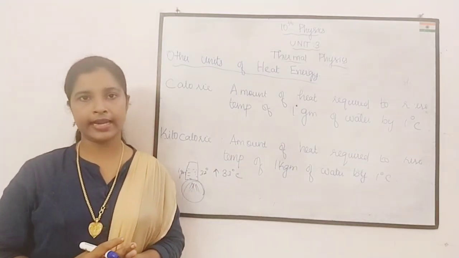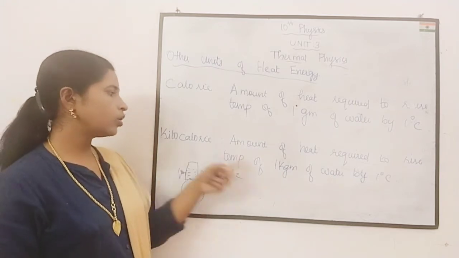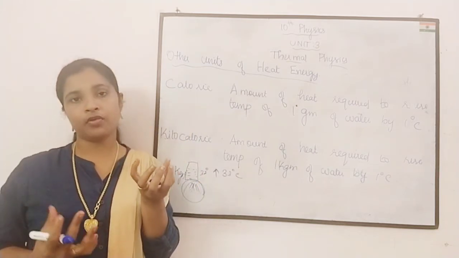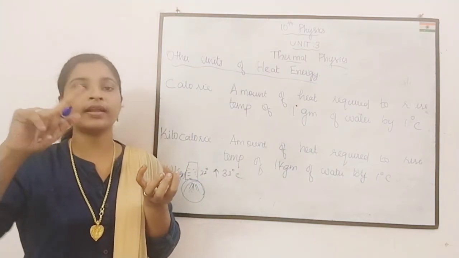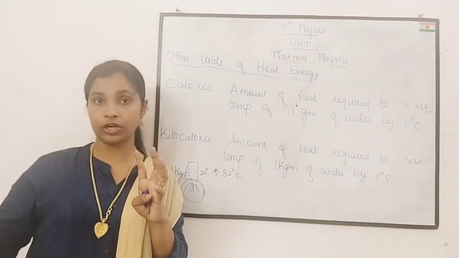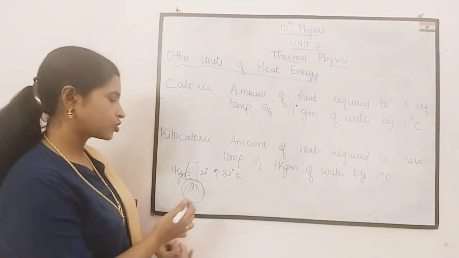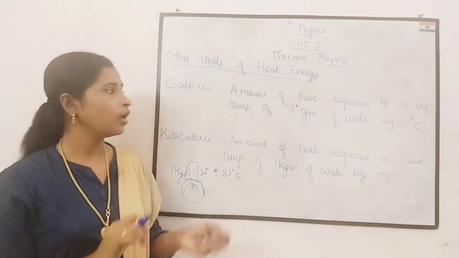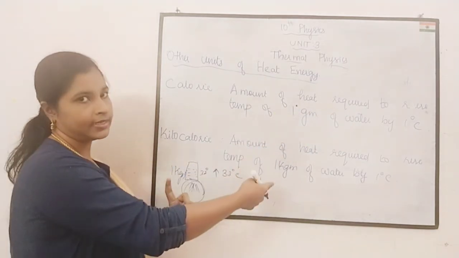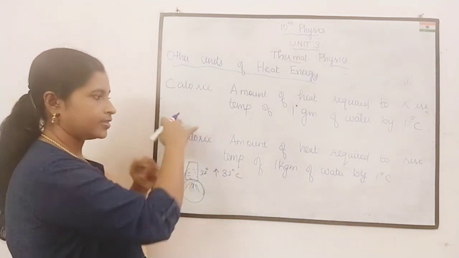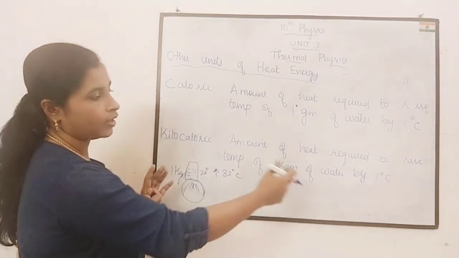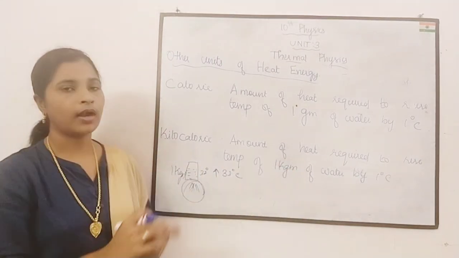Similarly, what is kilocalorie? 1 kilogram of water. If you are taking 1 kilogram of water and you are applying heat to increase its temperature by 1 degree Celsius, how much heat is required? That is called 1 kilocalorie. Understood? The amount of heat required to raise the temperature of 1 gram of water by 1 degree Celsius is called a calorie. Similarly, the amount of heat required to raise 1 kilogram of water by 1 degree Celsius is called 1 kilocalorie.